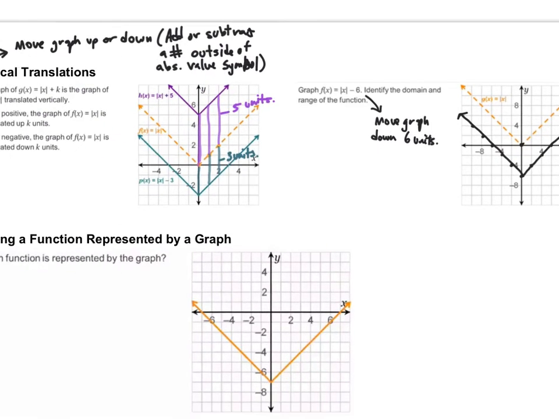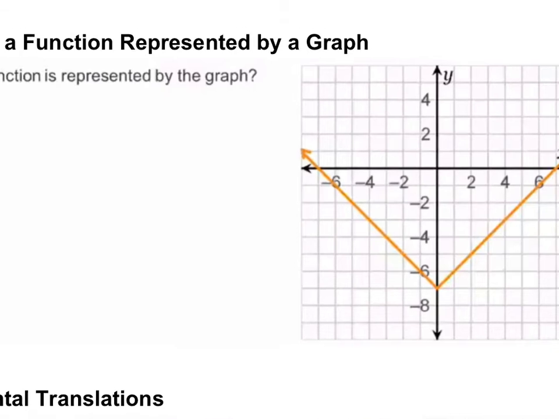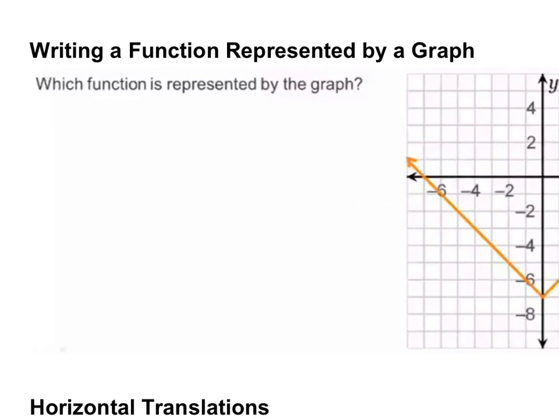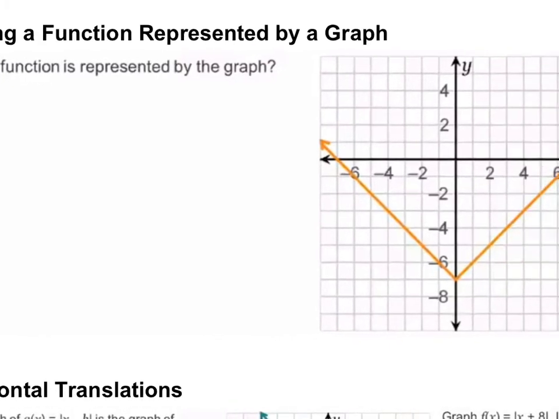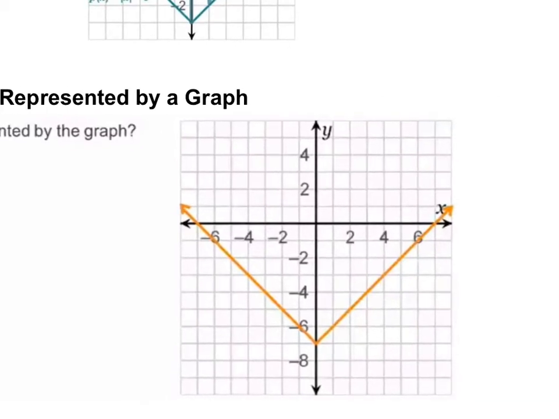Let's take a look at writing the function represented by this graph. I want to write this a couple of different ways: first using the absolute value method, and then as a piecewise defined function. I'm going to draw my parent function here. This is the function y equals the absolute value of x.